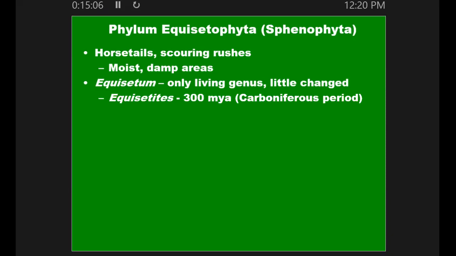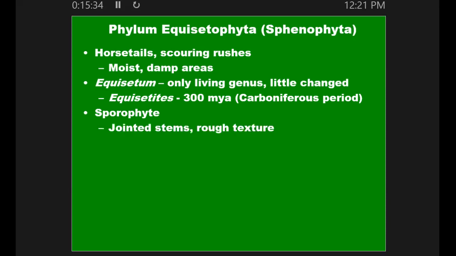So a related genus is called Equisetites, and that one was kind of like the big brother of the current one. It was huge. It looked more like a tree in the Carboniferous period. So kind of weird to think about because nowadays you only see these little horsetails that come up to about your knee. That's it. They don't get any bigger than that.